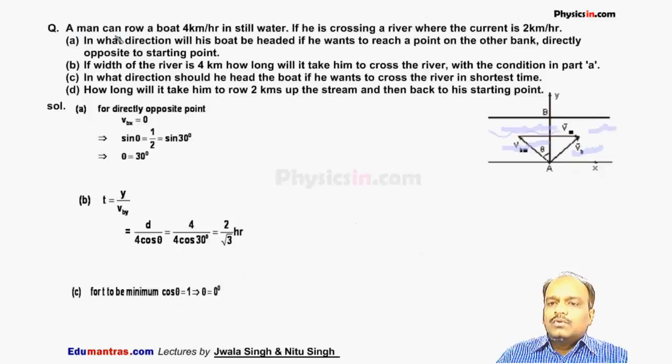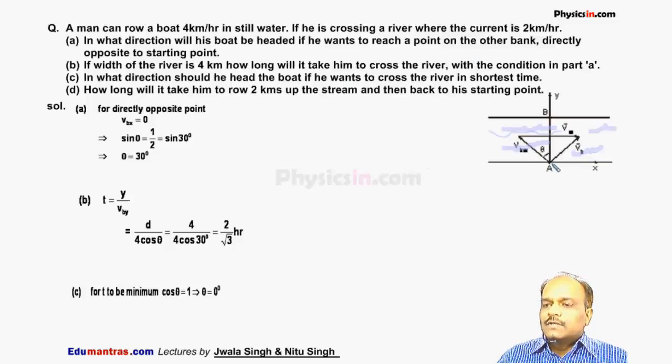Now a man can row a boat with a speed of 4 km per hour in still water. So as I have told, this 4 km per hour in still water means this is also the speed of the boat with respect to flowing water. Now if he is crossing a river where the speed of the river water is 2 km per hour, in what direction he should head the boat if he wants to reach the point on the other bank directly opposite to the starting point?